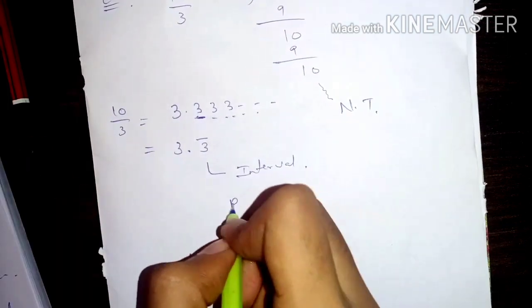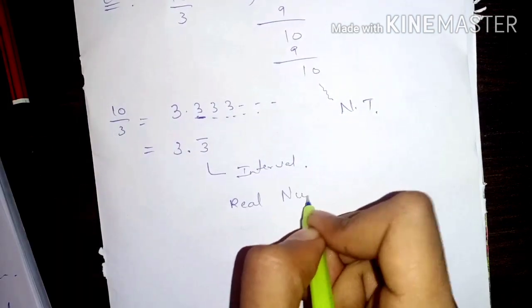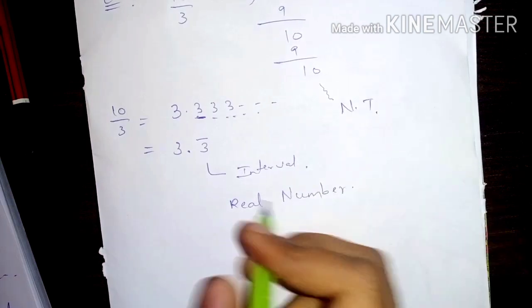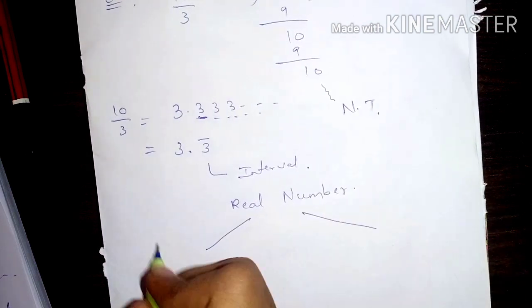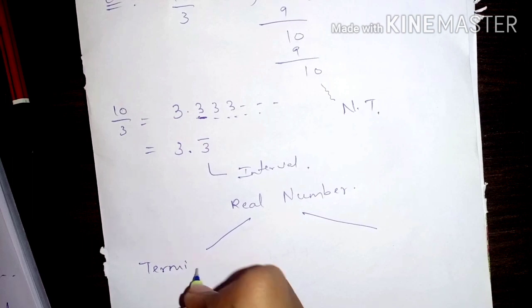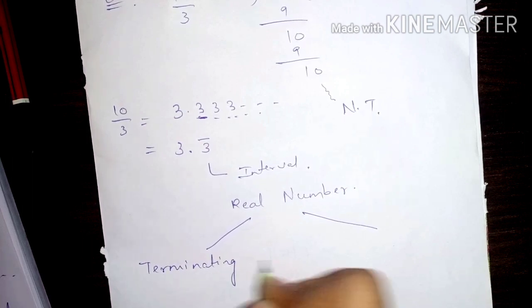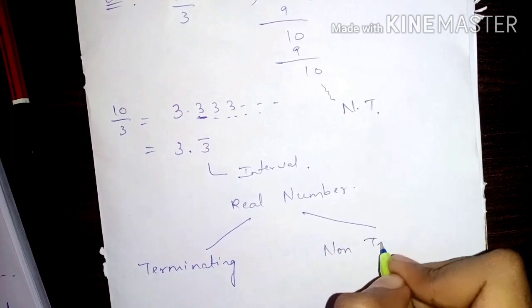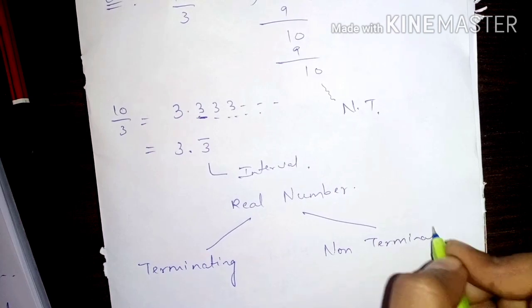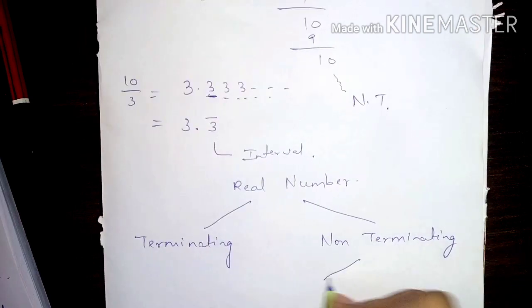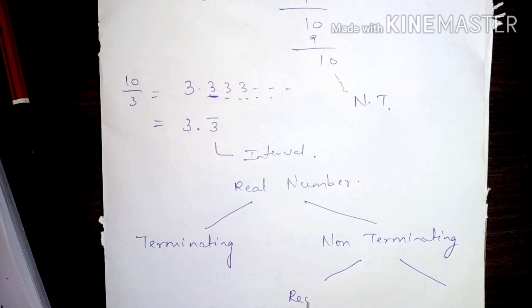Now I can give a perfect definition of real number. Real number consists of two types of decimal numbers. The first one is terminating and the other is non-terminating. This non-terminating, we already saw, is in two types, recurring and non-recurring.